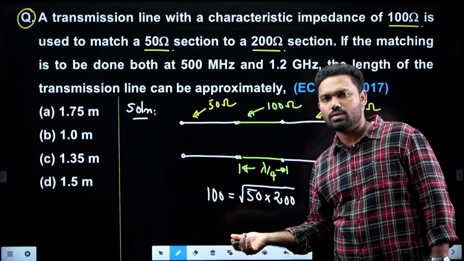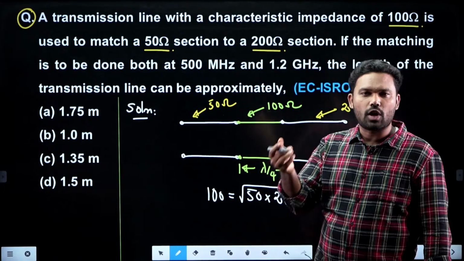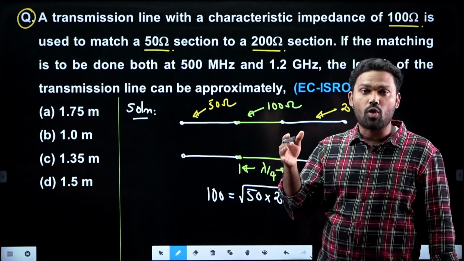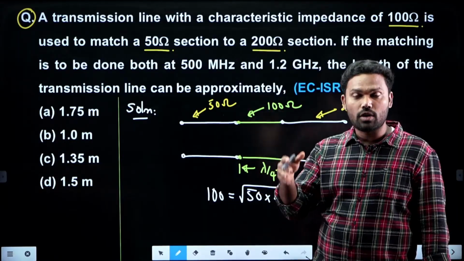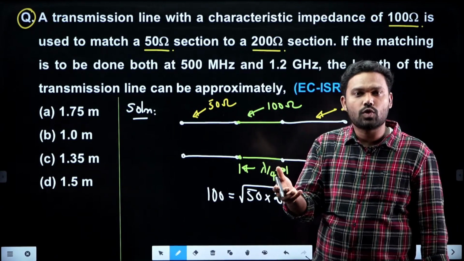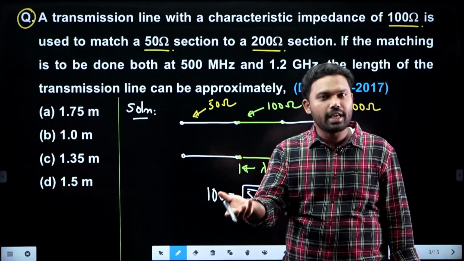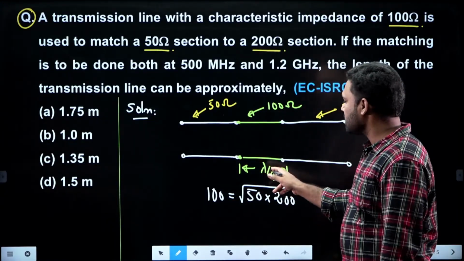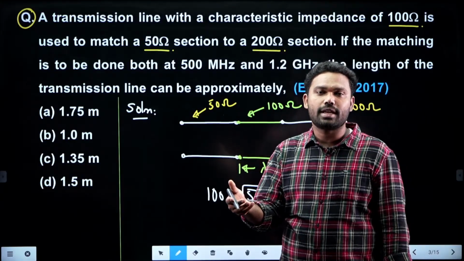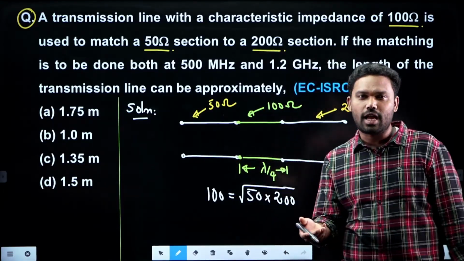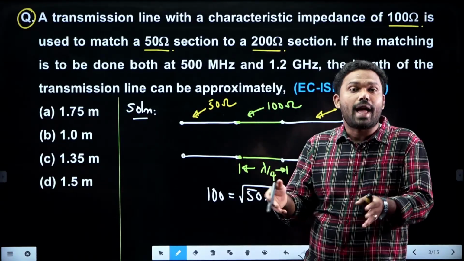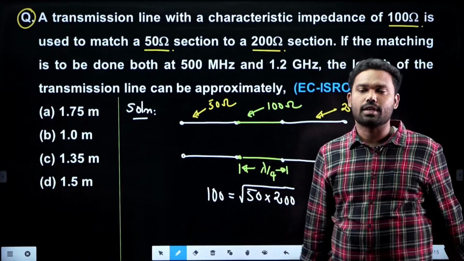As you all know, not only the quarter wavelength, odd multiples of a quarter wavelength transmission line also act in the same behavior like an inverter. A quarter wavelength section of a transmission line is called an inverter. Not just lambda by 4 length, odd multiples of lambda by 4 length also offer the same behavior.